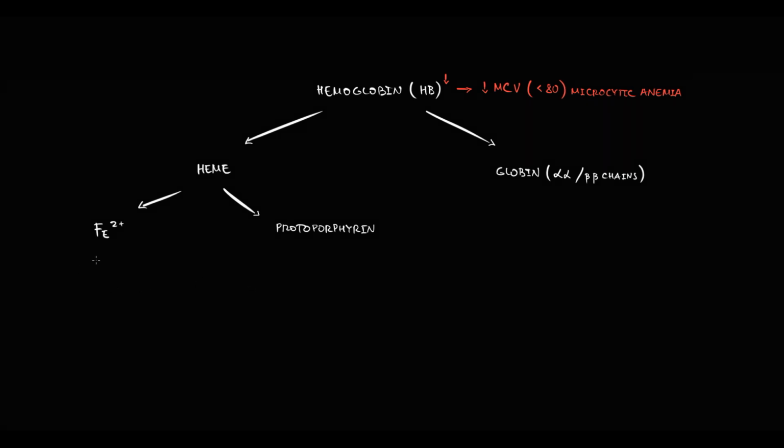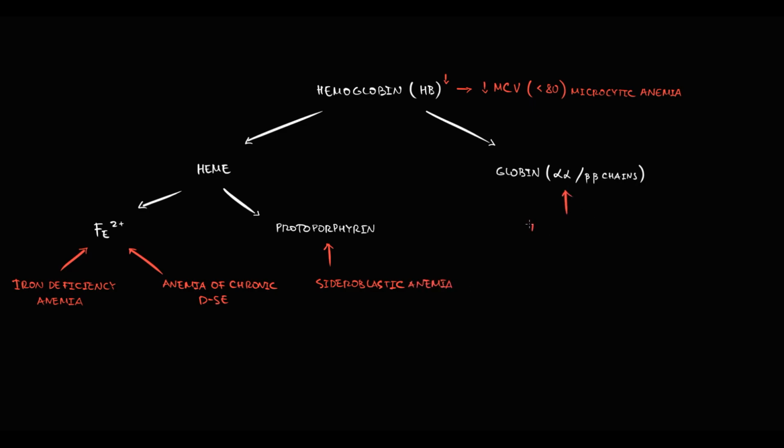And there are four pathologies that disrupt hemoglobin production. It's iron deficiency anemia and anemia of chronic disease, both of which cause a decrease in iron available for heme production. It's sideroblastic anemia, which affects the synthesis of protoporphyrin, and it's thalassemia, which affects alpha and beta globin chains.